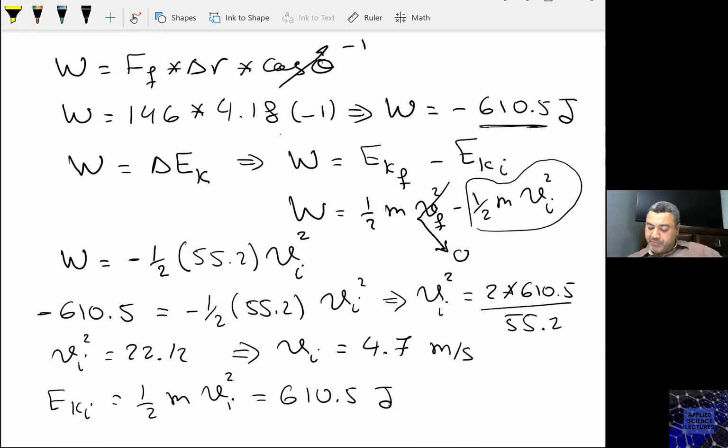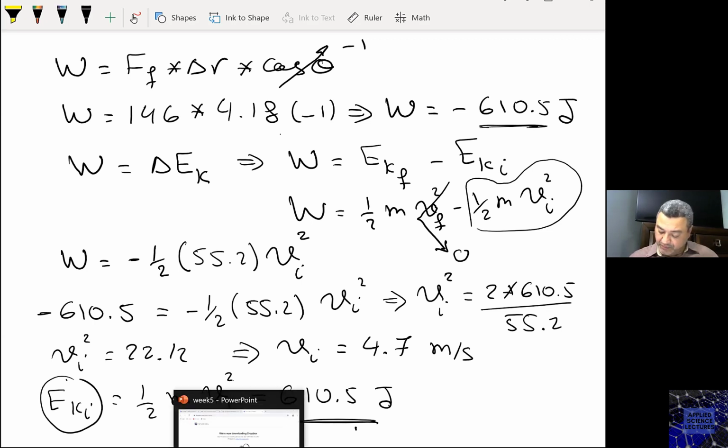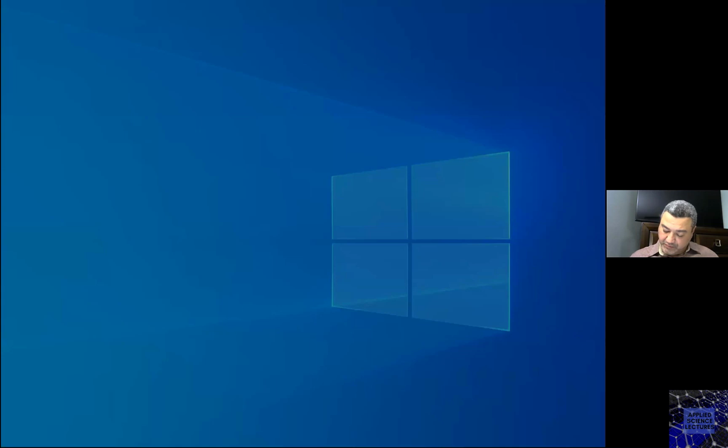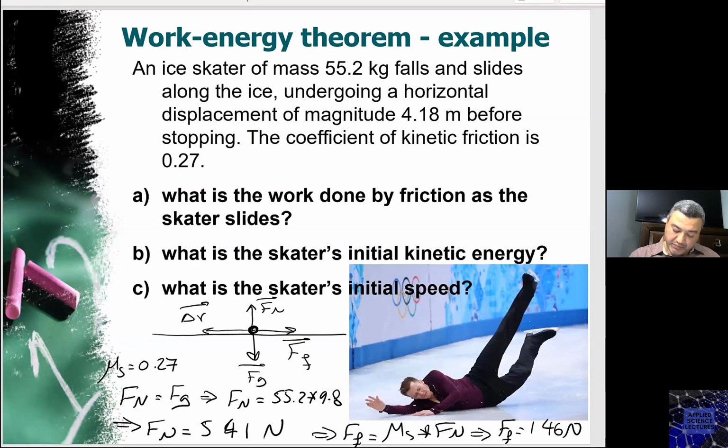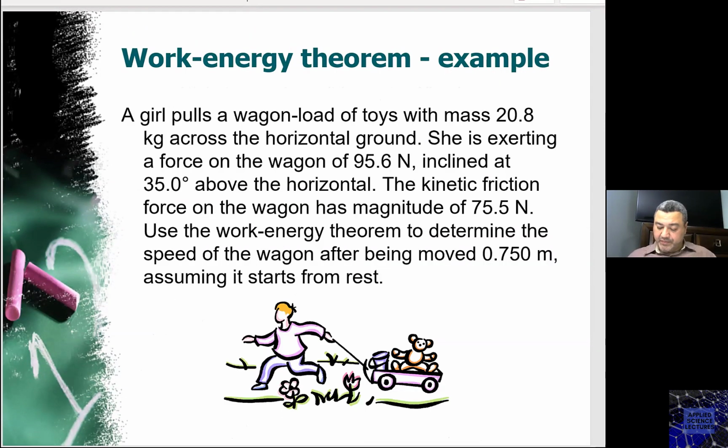joules. Right from here, this is EKI, this is 0, so W equals minus EKI. W is minus 610, so EKI is 610.5 joules.